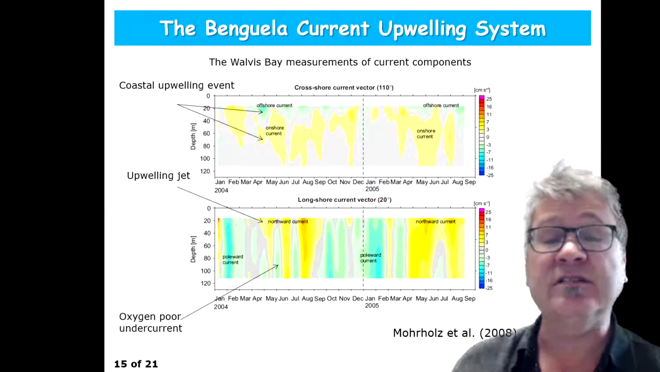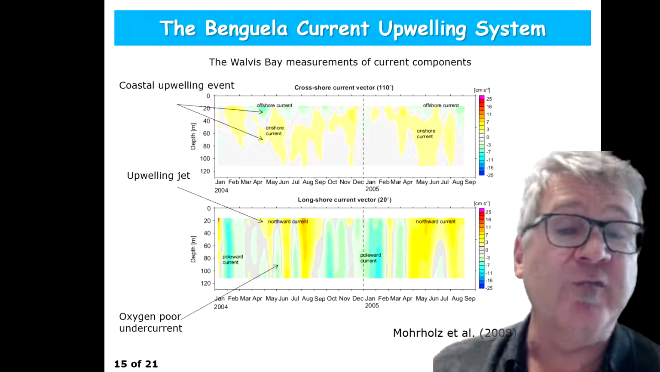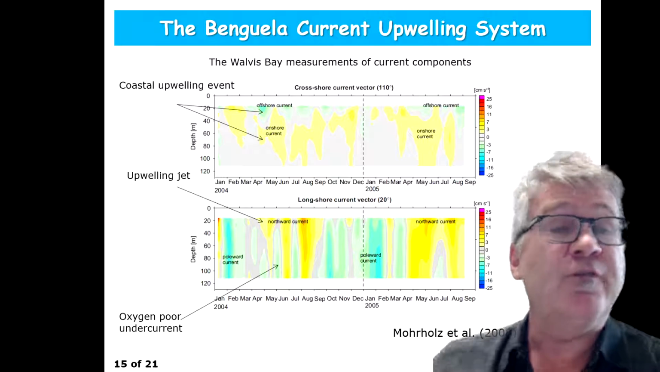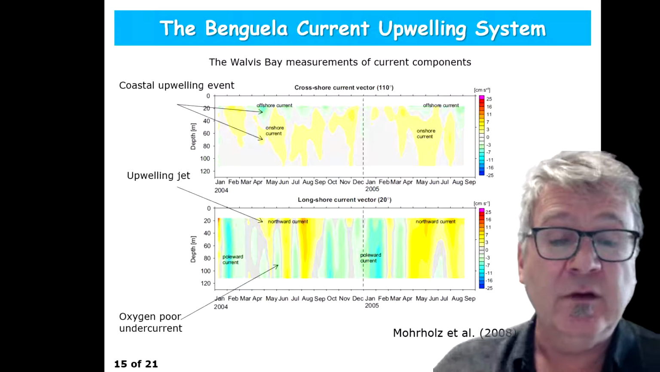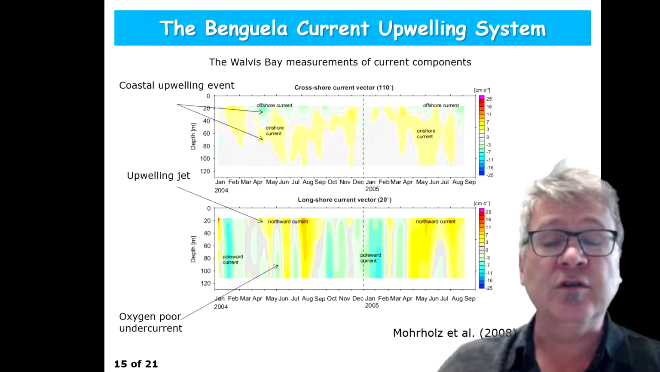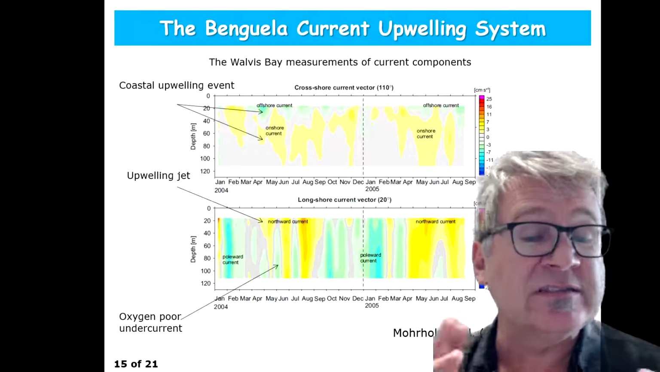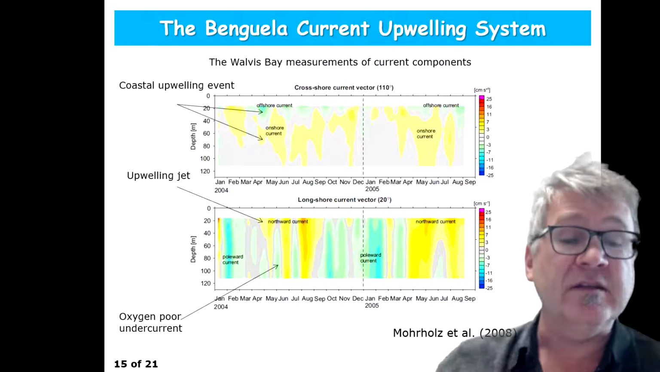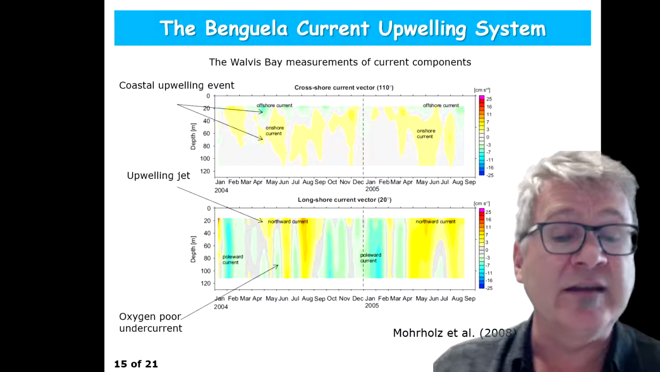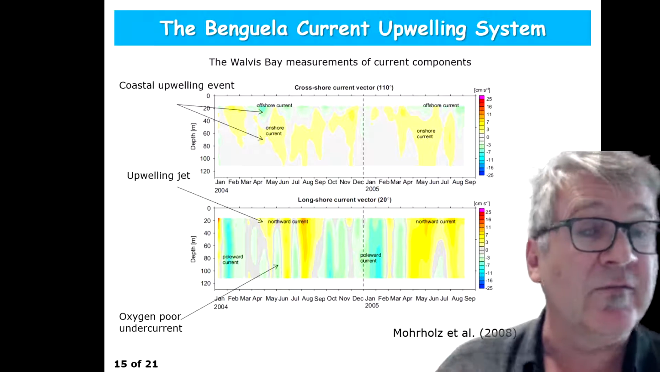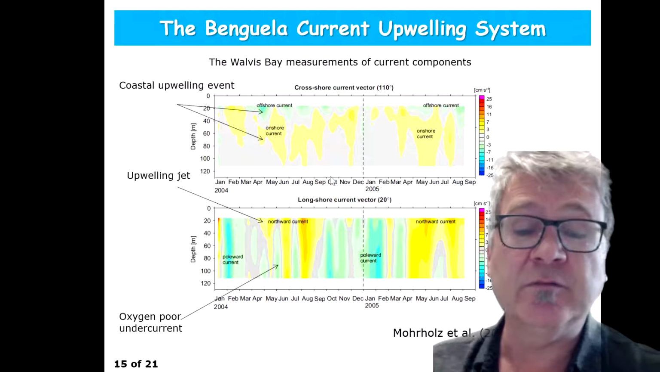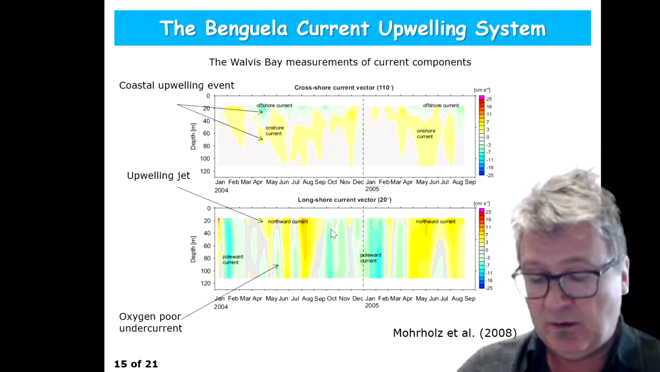You can see that in this area of Walvis Bay, there's significant variability. In the region, there's also an oxygen-poor undercurrent, so sometimes you actually have the dominance of this oxygen-poor undercurrent reaching very, very close to the surface, the poor water. All right.